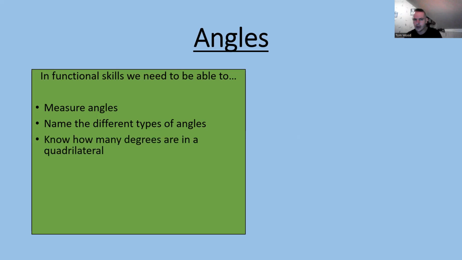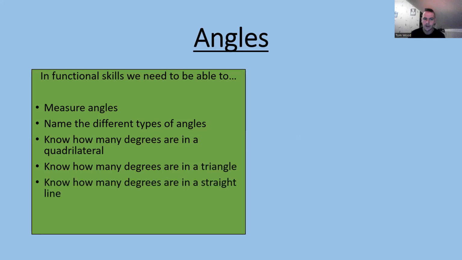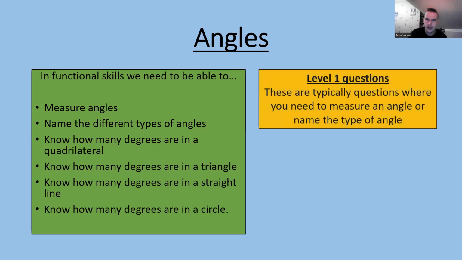What we also need to know is a couple of basic facts in regards to these. We need to know how many degrees there are in a quadrilateral, how many degrees there are in a triangle. We need to know how many degrees are in a straight line, and how many degrees are in a circle. Essentially, if we know all of that, we're absolutely fine. There is a little bit of information in regards to parallel line theory.